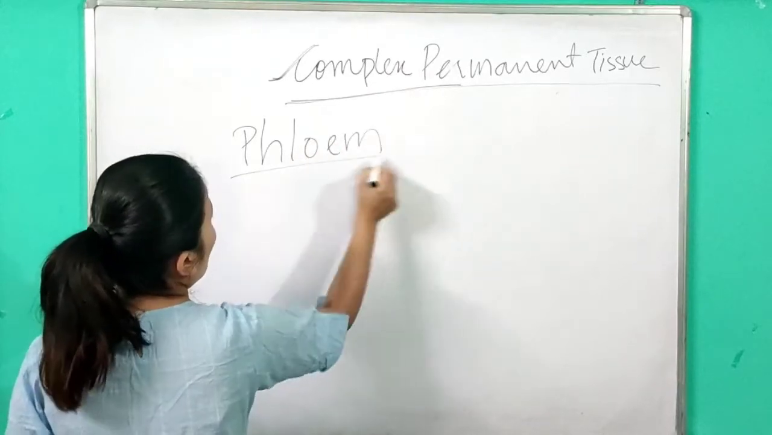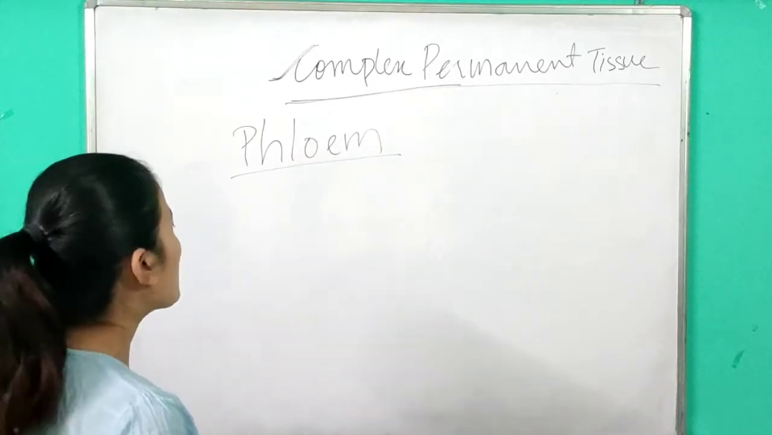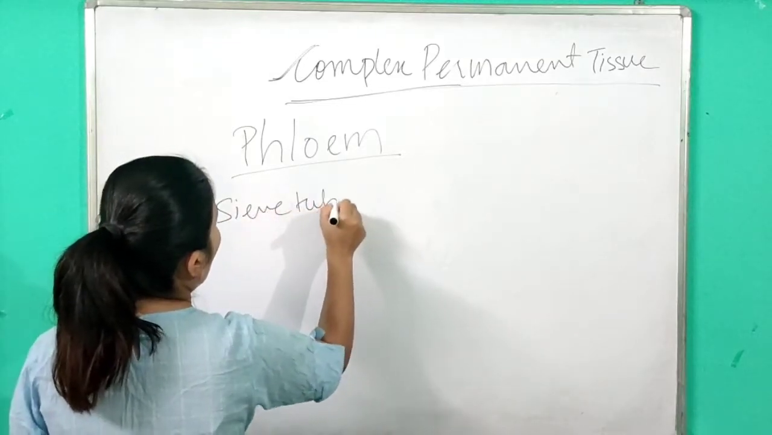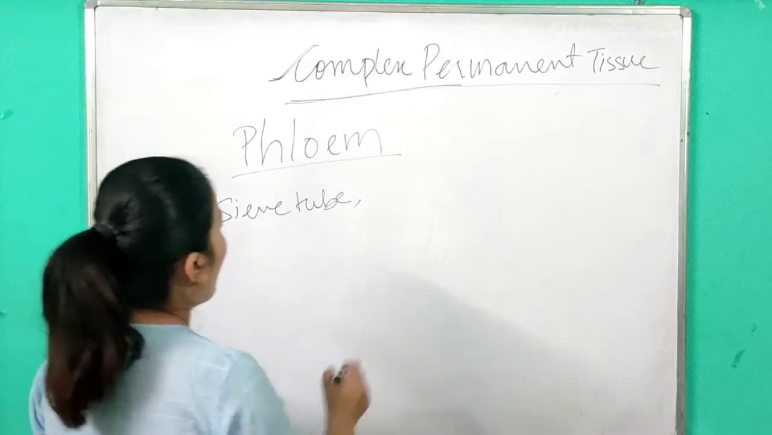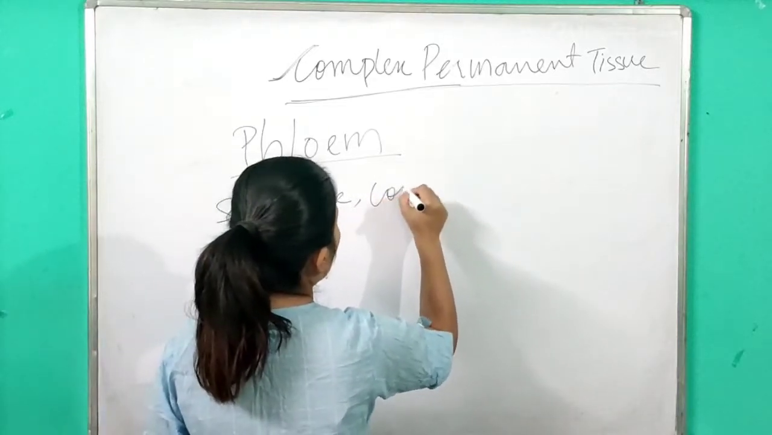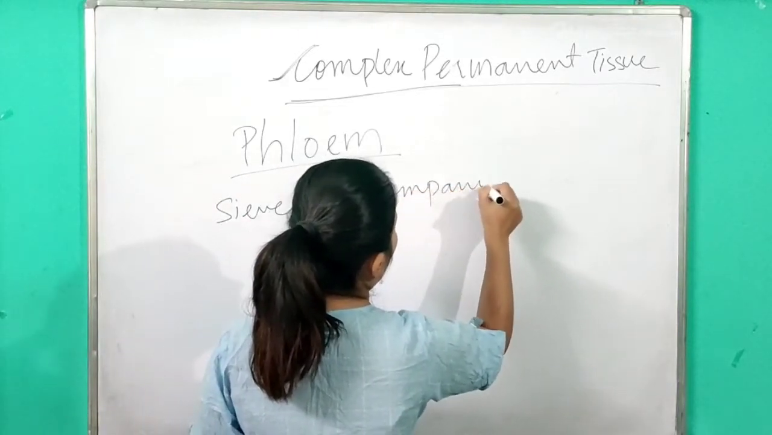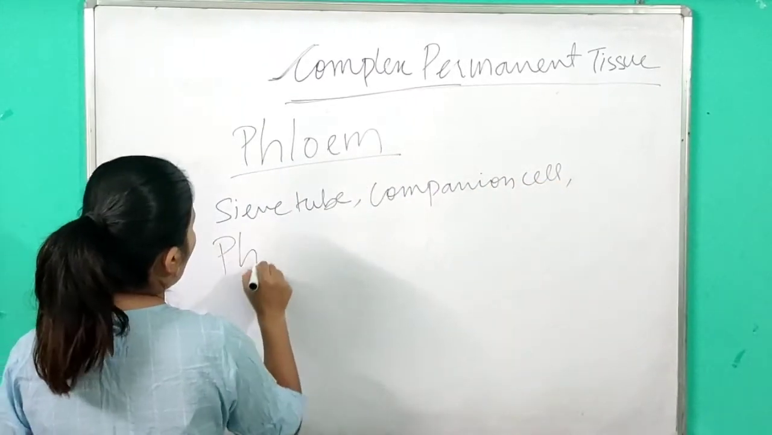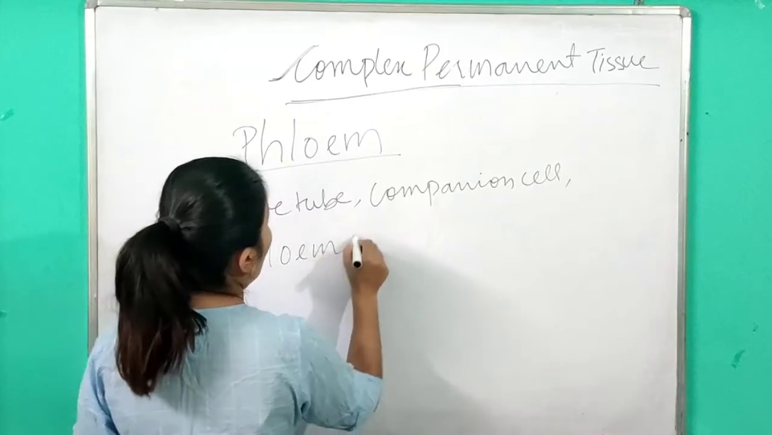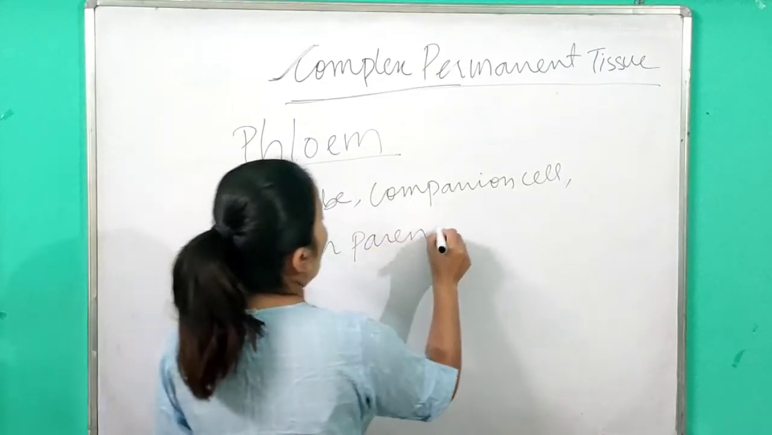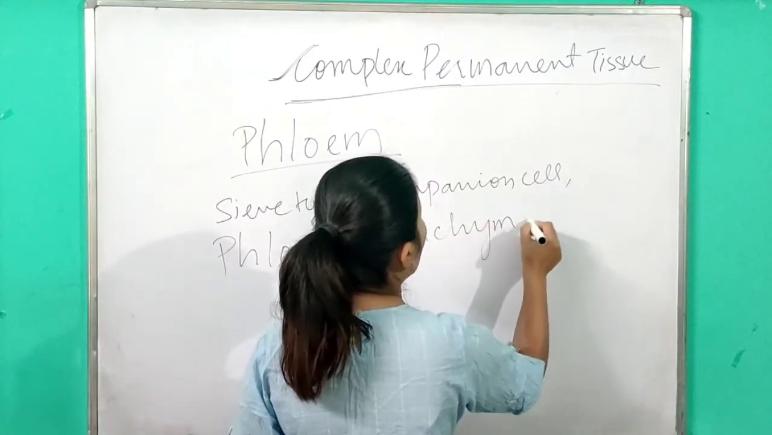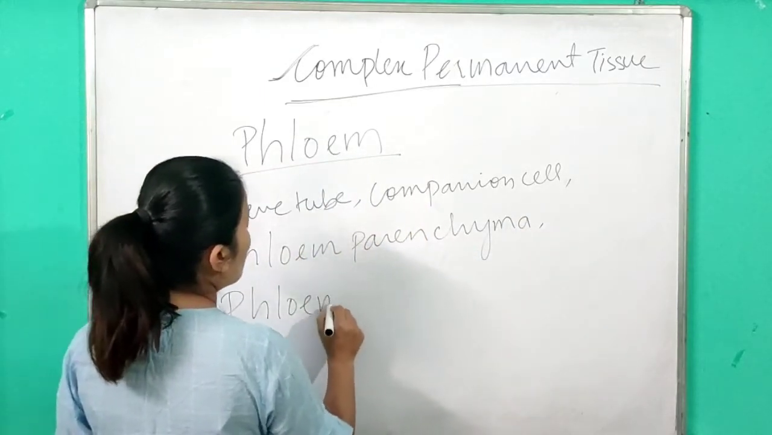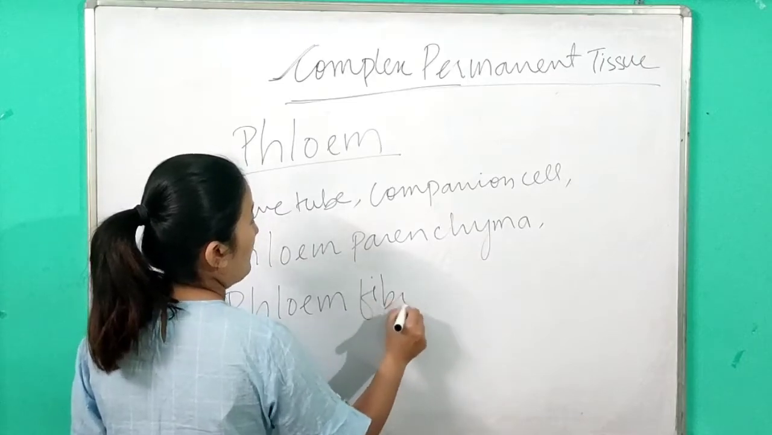Phloem. So what are the different types of cells which make up the phloem? You have sieve tube, then you have companion cell, then you have phloem parenchyma, then you have phloem fiber. These are the 4 different types of cells which make up the phloem.